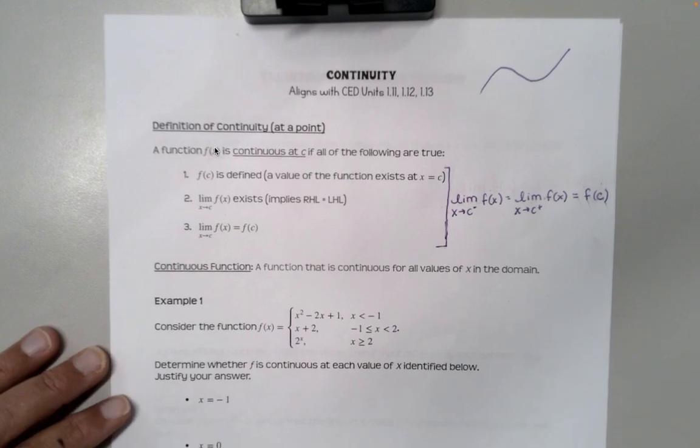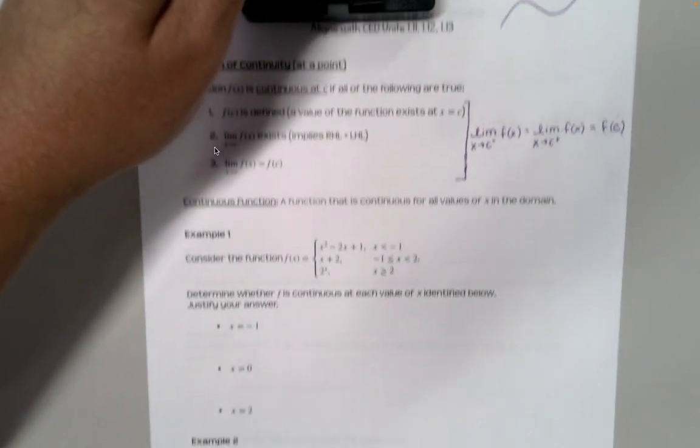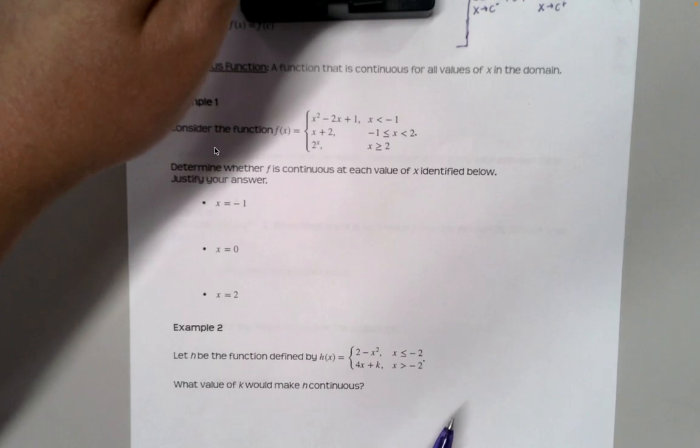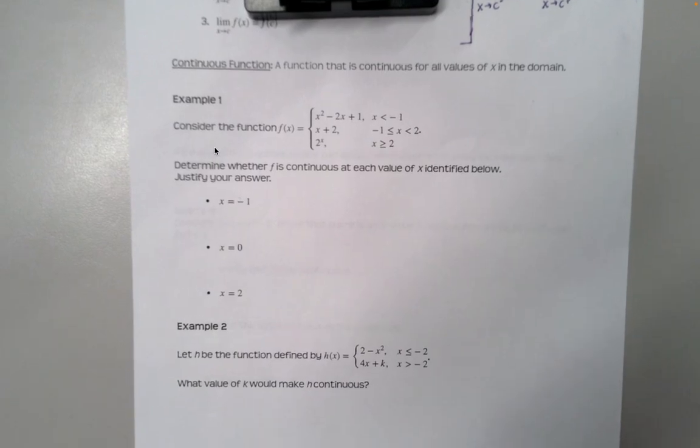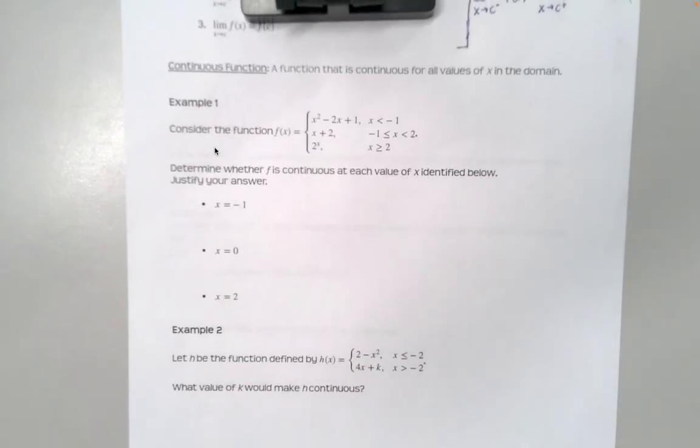Okay, so let's talk about some of the math there, how we're going to show this mathematically. I've got this crazy piecewise function here for you. It's a three-way piecewise function. And it says determine whether f is continuous at each value. Now, I want to talk about something because sometimes it's not going to give you the value. Sometimes it's just going to say, you know, find any discontinuities.